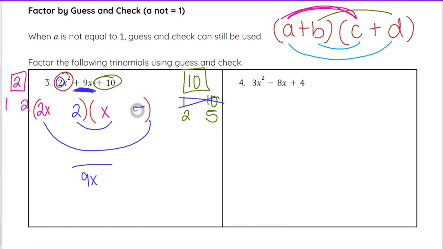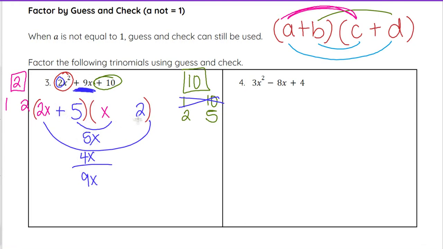So if I put 2 here and 5 here, 2 times x is 2x. 2x times 5 is 10x. Again, those are not going to add or subtract to 9. So we do need to swap their locations and see if that will work. 5 and 2. So we have 5x as our inner product. We have 4x as our outer product. 4 and 5 can add to be 9 if they are both positive.